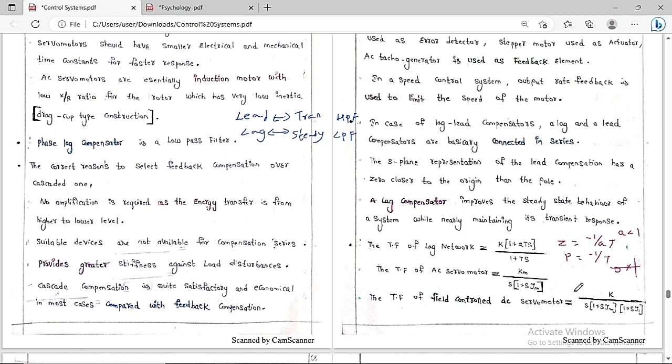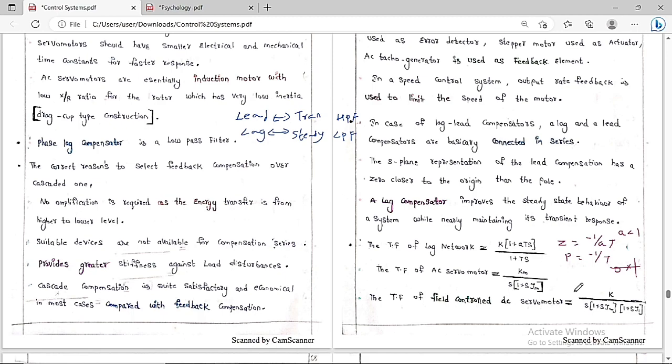So you can see the type of system is 1 and the order of the system is 3. This one I have already told you in my concepts class also. So finally, the transfer function of the lag network, or lag compensator, is K into (1 plus ATS) by (1 plus TS), and the value of A is less than 1. Whereas the transfer function of a servo motor is Km by S into (1 plus S tau M).